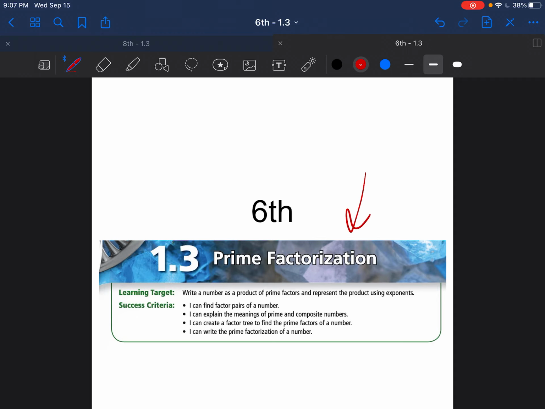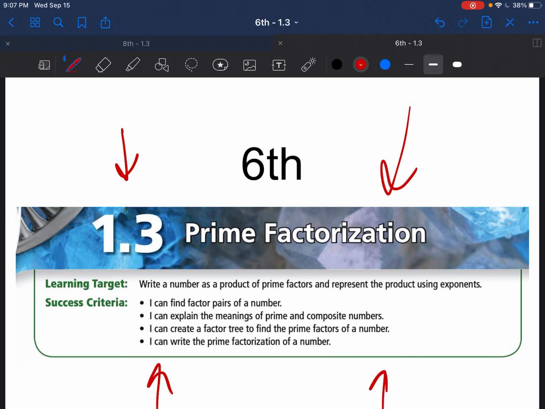Please make sure you copy this down. This should be written down in your notes. I'll say that again. This should be copied down and written down in your notes. This is not optional. This must be written down.